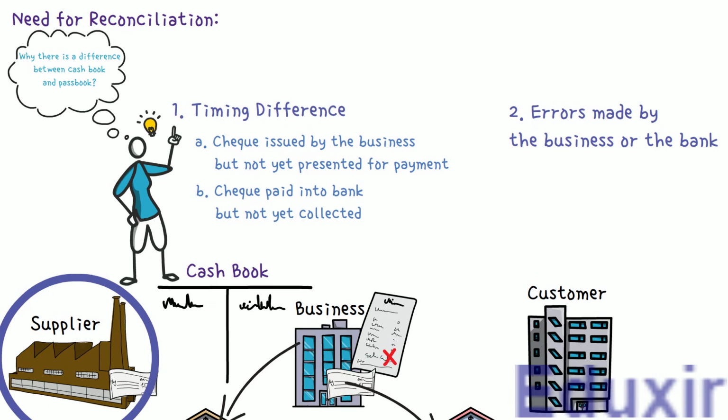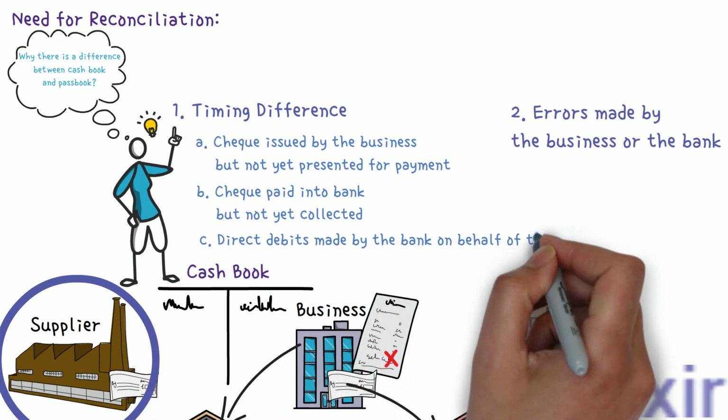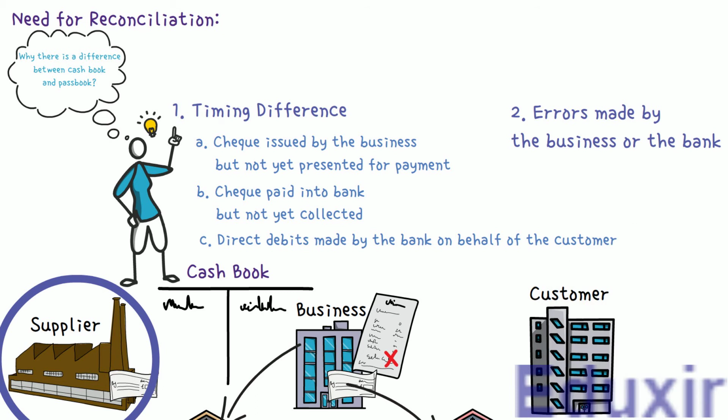The third reason could be due to direct debits made by the bank on behalf of the customer. Sometimes bank deducts the amounts for various services. The business may not be aware of these deductions. So, these deductions which fall under expenses may not have been recorded in the cash book. For example, the bank charges in case of current account might have been deducted by the bank, but the business knows about these deductions only after the bank statement is received.